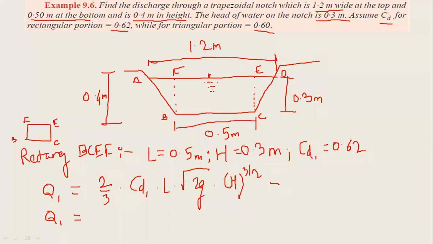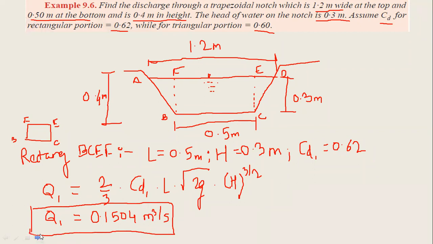What is the answer? Anyone? 0.1504. 0.1504 meter cube per second. Okay, now write this down in your notebook, so that we can rub this and solve for the triangular portion next. So the discharge through the rectangular portion is 0.1504 meter cube per second.